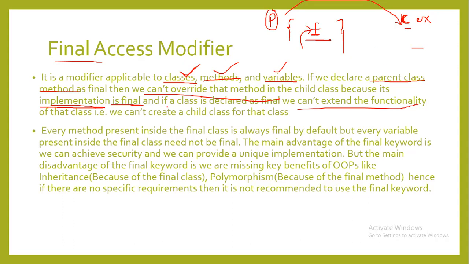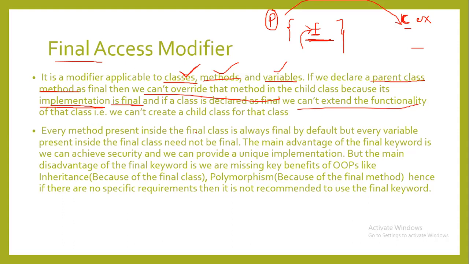The next point here is, if a class is declared as final, we cannot extend the functionality of that class. That is, we cannot create a child class for that class. Previously, the class was not final, but the method inside the class was final. Even in that case, that method cannot be overridden in any of its child classes. But now, what if the class becomes final? If a class is final, then that class is not applicable for the concept of inheritance. You cannot inherit that class. You cannot extend it to any child classes. So inheritance becomes invalid for classes that are final.